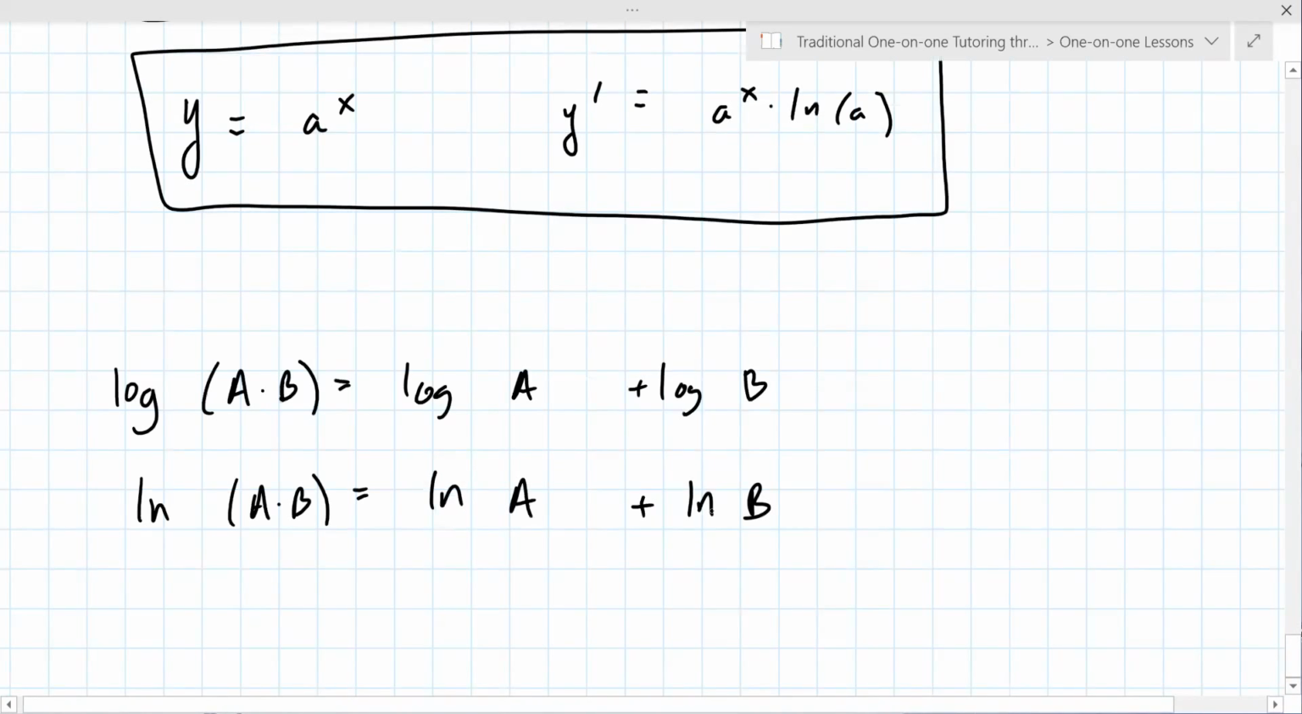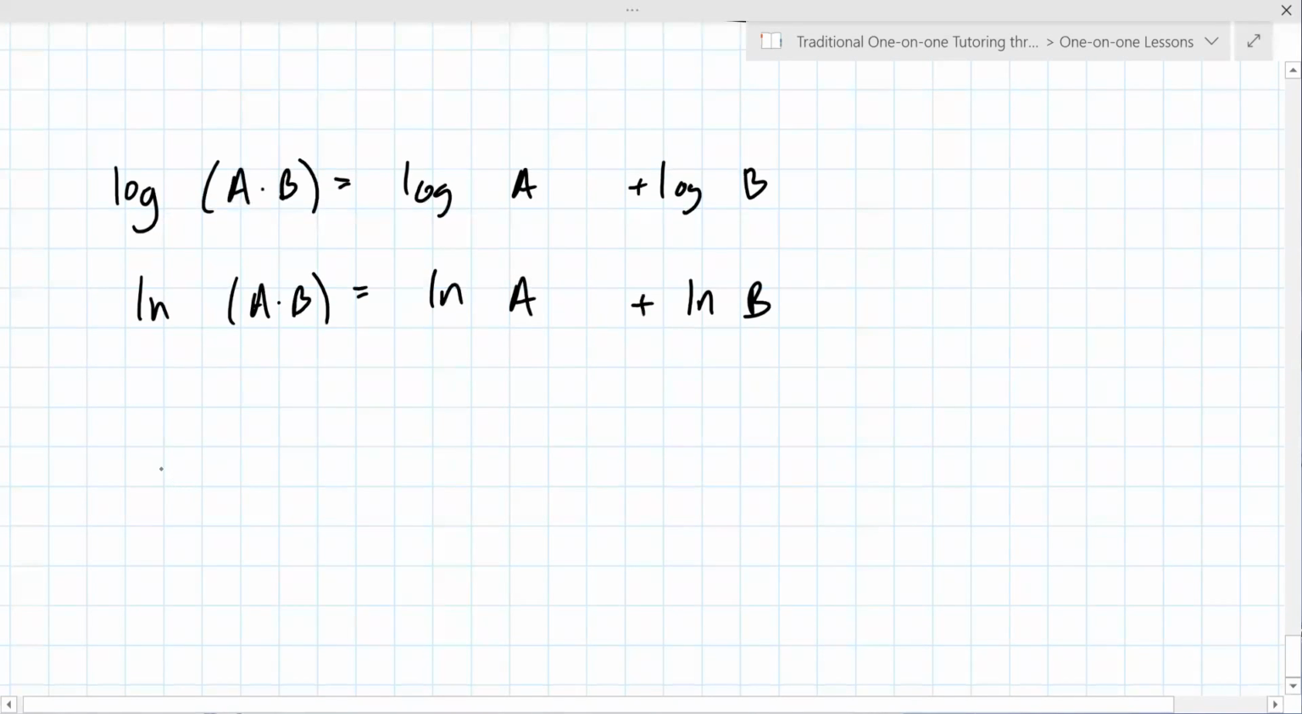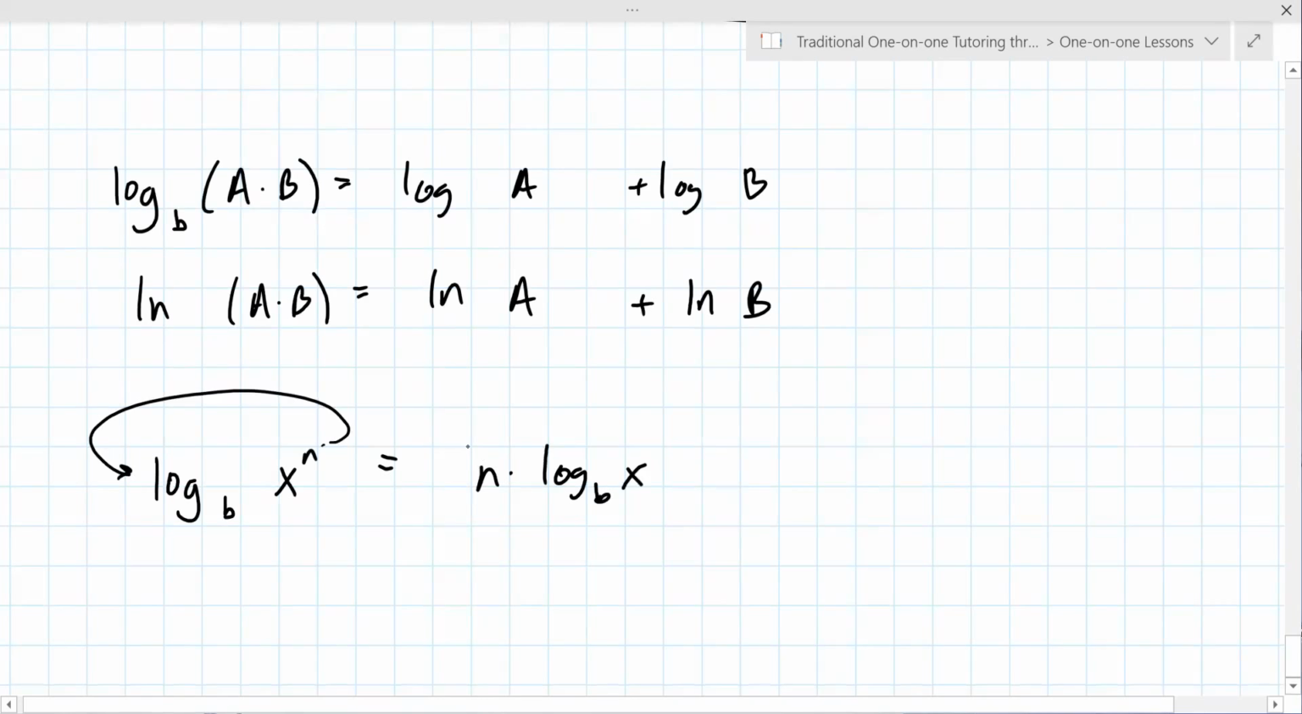All right, so the next property we're going to learn is if I tell you the log base b of x to the n, this equals n times log base b of x. So basically you bring this down in front. You see that the exponent comes down in front. An example: let's say I tell you the log base 3 of 4 to the power of 2, that 2 comes out in front. It's 2 times log base 3 of 4.